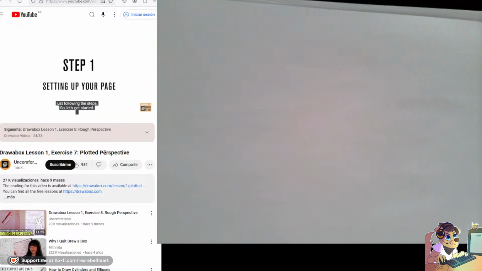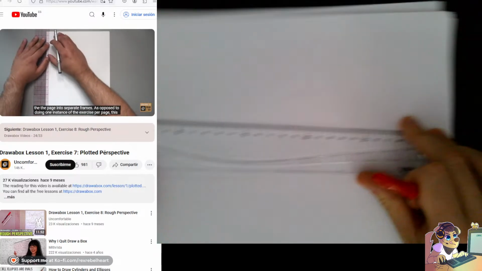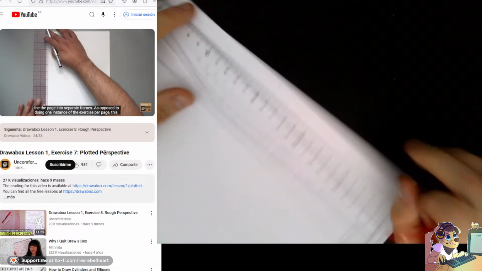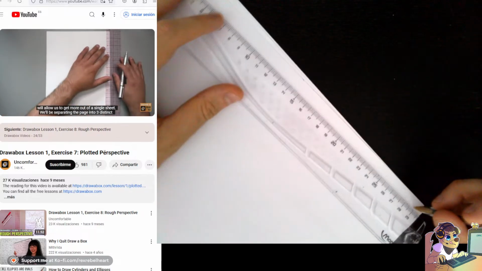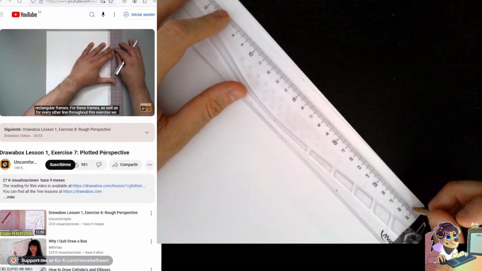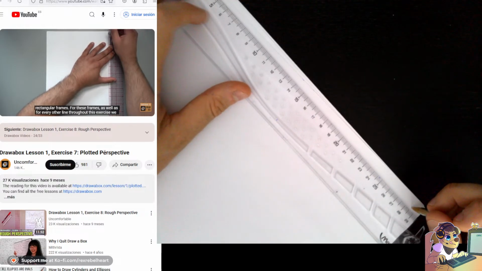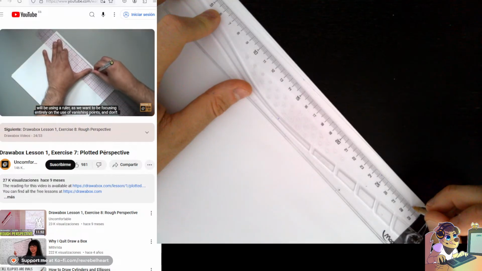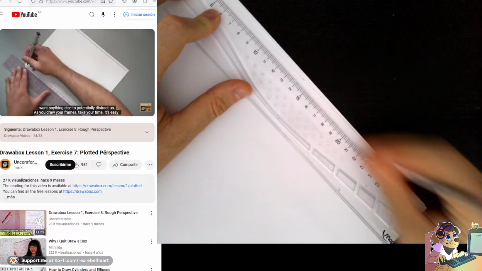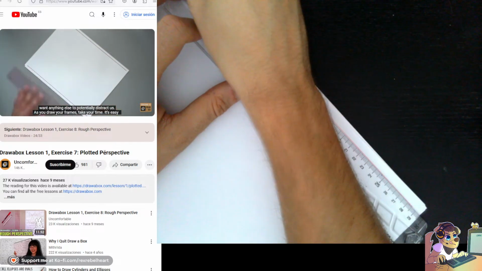Setting up your page. Our first step is to split up the page into separate frames. As opposed to doing one instance of the exercise per page, this will allow us to get more out of a single sheet. We'll be separating the page into 3 distinct rectangular frames. For these frames, as well as for every other line throughout this exercise, we will be using a ruler. We want to be focusing entirely on the use of vanishing points and don't want anything else to potentially distract us. As you draw your frames, take your time.